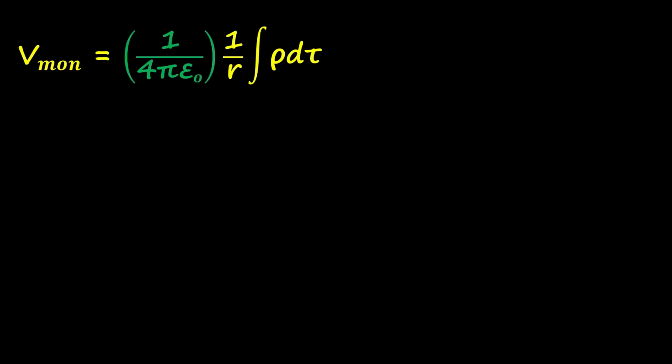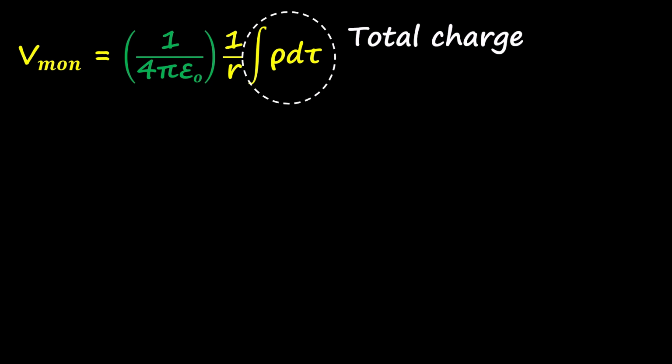Now we will discuss the first two terms in more detail. The monopole term is expressed like this. It consists of a constant term into 1 by r and an integral. Now this integral is very important because this gives the total charge of the system. So if the total charge of the system is 0, then the monopole contribution will also be 0.